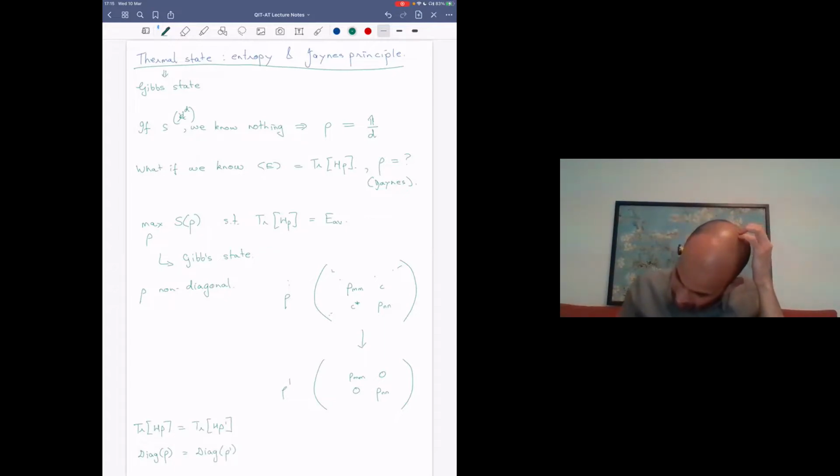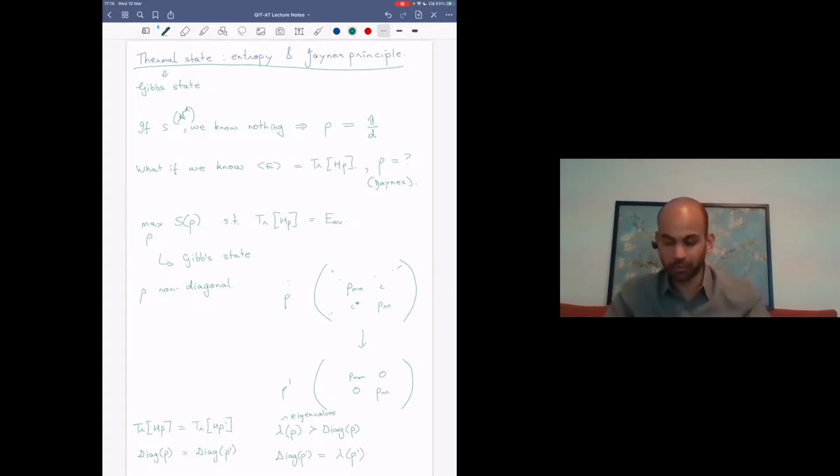However, let me write it out completely. The eigenvalues of rho strictly majorize the diagonal elements of rho, because rho is not a diagonal matrix. But the diagonal elements of rho prime are exactly the same as the eigenvalues of rho prime. I use lambda for the vector of eigenvalues, because rho prime is a diagonal density matrix. What I've done from rho to rho prime is just set all of the off-diagonal elements to 0.